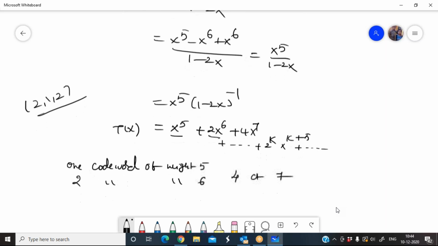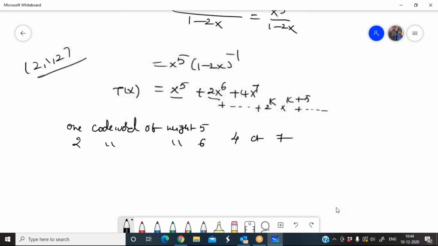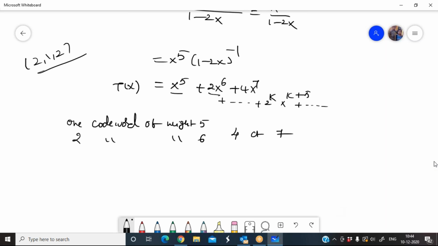Is it okay? Finally, suppose the question is how many code words of weight 5, how many code words of weight 6, weight 7 and so on. Now the answer is like this, you have to remember: 1 into x^5 means 1 code word of weight 5, 2 code words of weight 6 and 4 code words of weight 7 and so on.